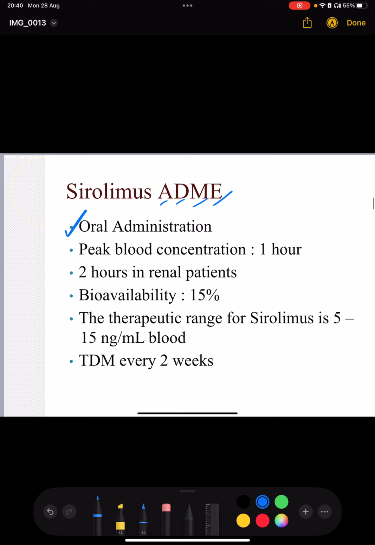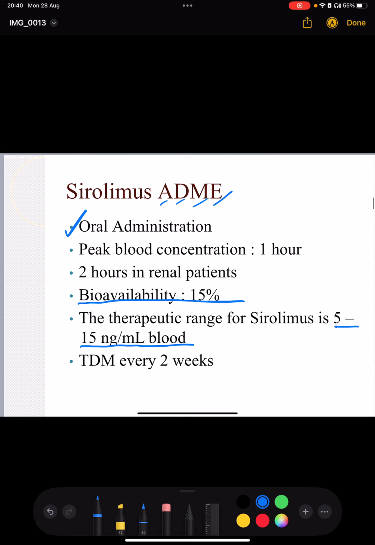It is administered orally. Peak blood concentration in 1 hour. You don't really need to memorize the numbers, just get the gist of it. 2 hours in renal patients, 15% bioavailability, so not too much. Now, the important thing here is the therapeutic range for sirolimus is 5 to 15 nanograms per milliliter of blood. The exact number is not important, but I kept it over here so that you can appreciate how little the therapeutic range for sirolimus is. 5 to 15 nanograms per milliliter of blood.